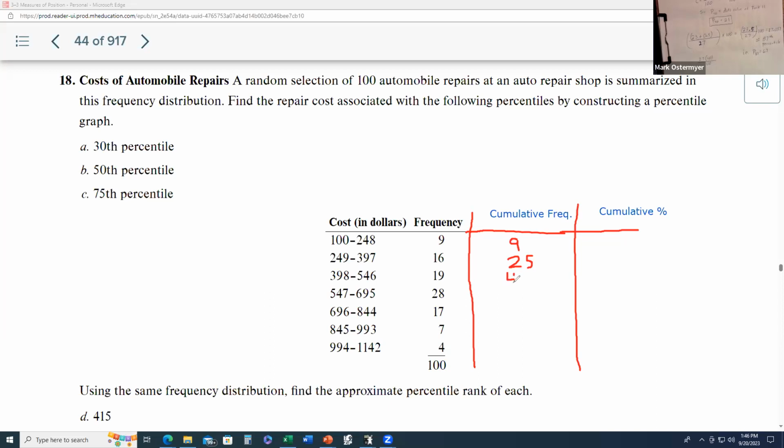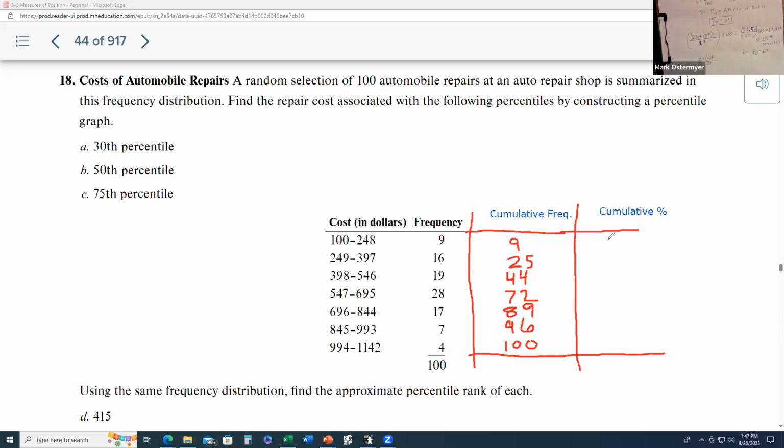44 of the observations have been accounted for. By the time we get up to 695 or 695 and a half, we got to add 28 more. So we have accounted for 72 of our observations. By the time we get up to 844 or 844.5, we add on another 17. We've accounted for 89 of our observations. By the time we get up to 993 or 993.5, we got to tack on another 7 observations. It's 96 observations. And by the time we get up to 1142 or 1142.5, we basically have encompassed our entire data set. So we now have accounted for 100 of our 100 data values. These are not percents. These are just the number of data values that have been accounted for.